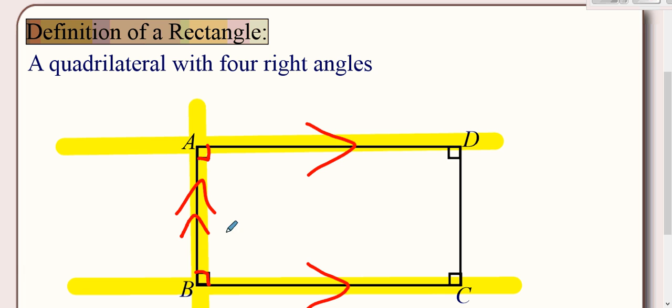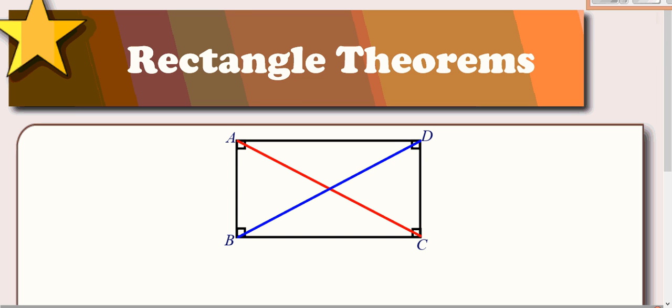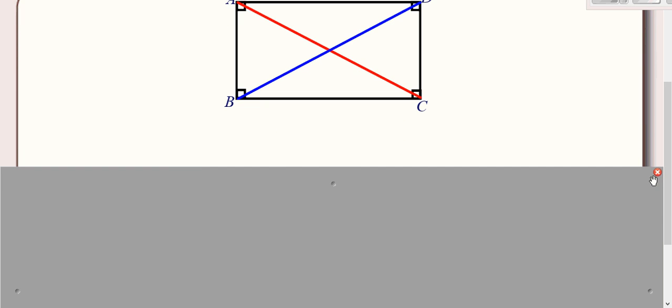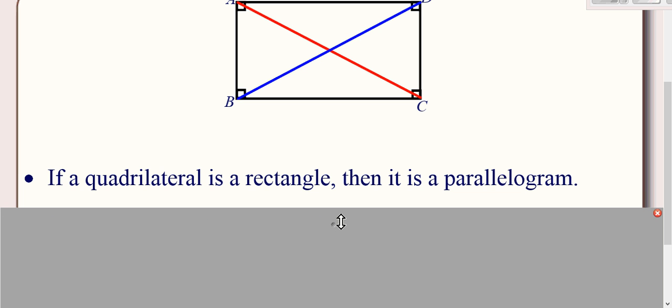Same thing on the left and the right. The left side is going to be parallel. You can apply it the same way. 2 lines cut by a transversal, 90 plus 90 is 180. So same side interiors are supplementary, which means they're parallel. So the first thing that follows from this is that it's a parallelogram. So everything we learned the other day about parallelograms is true for rectangles. So rectangles are parallelograms, so all of the parallelogram properties are going to be true because rectangles are parallelograms.